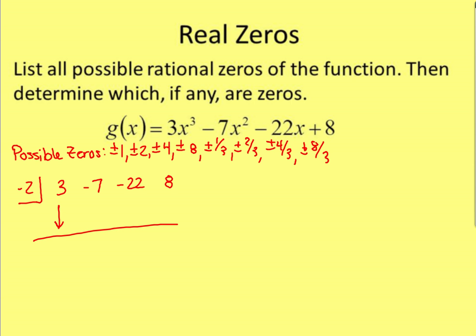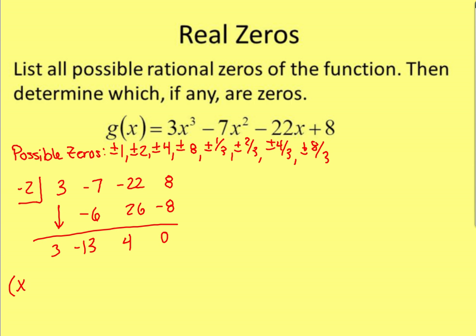Remember, when we're using synthetic division or synthetic substitution, we take the coefficient in front of each of our variables and write it down across the top. You bring the first term down, so I bring a 3 straight down. -2 times 3 gives me a -6. -6 plus a -7 gives us a -13. -2 times -13 gives us a positive 26. If we add straight down, we're going to get a positive 4. -2 times 4 gives me -8. We add down, that's going to give us 0. So we know that an x value of -2 works.